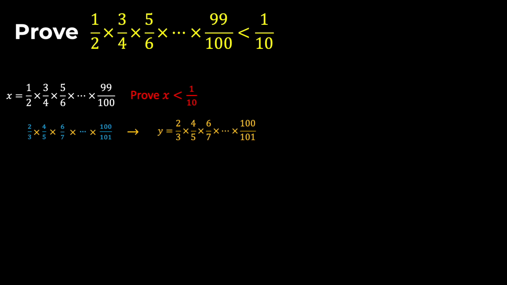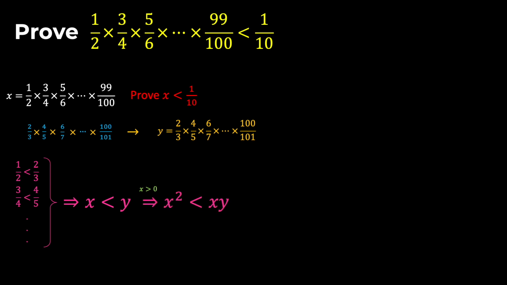times 100 over 101. Now, if I take each of the factors of y and compare it to each of the factors of x, I can say that 2/3 is greater than 1 over 2, 4 over 5 is greater than 3 over 4, and so on. So each of the factors of y are greater than each of the factors of x. So I can say y is a larger quantity than x. Now notice that x is a positive quantity, so I can multiply both sides of this inequality by x. That means that I can write x squared is less than x times y.